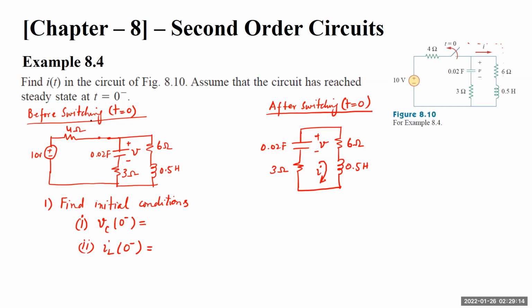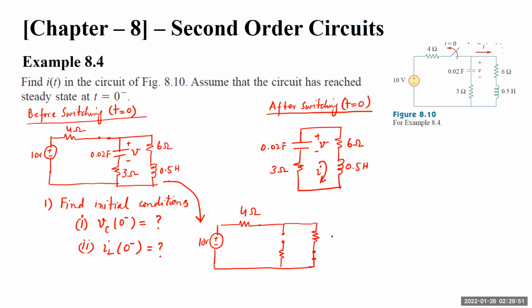Remember, this circuit is in this state for a long time. It means that the capacitor would have been totally charged and the inductor would be totally magnetized. So in this case, the circuit will look something like this. This is 10 volts, this is 4 ohms. A completely charged capacitor will act as an open circuit, and a completely magnetized inductor will act as a short circuit. This is 6 ohms and this is 3 ohms.